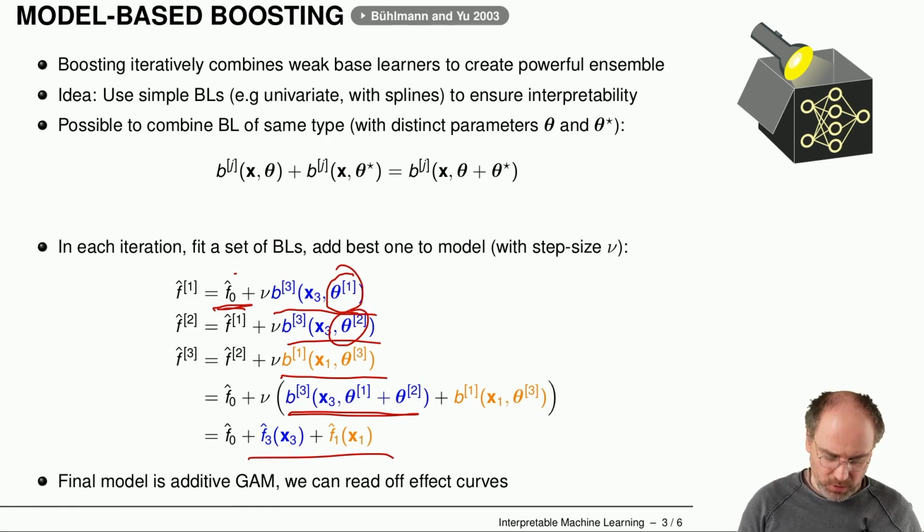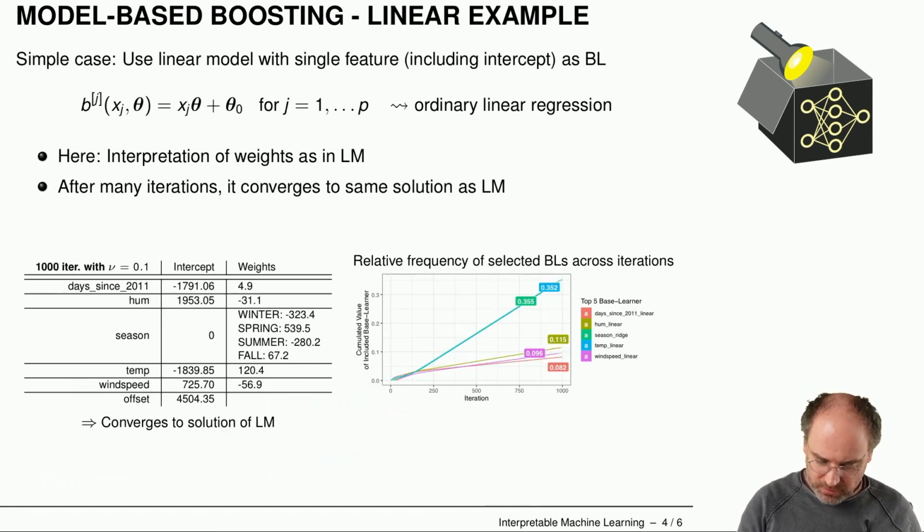So we have this blue guy here, which is a mixture of these first two base learners which were selected, and then this last guy here, which was our base learner on the first feature. And we can now nicely read off the effect curves as in a generalized additive model. To make this a little bit more explicit, we'll now run through two examples.